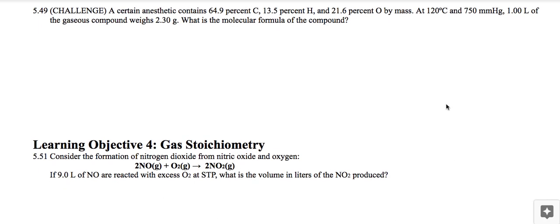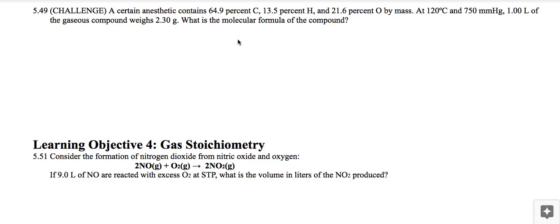A certain anesthetic (that's how you say that, yep) contains 64.9% carbon, 13.5% hydrogen, and 21.6% oxygen by mass. And then we have values here: 100 degrees, 120 degrees Celsius, 750 millimeters of mercury, 1 liter of that stuff, and 2.3 grams. What is the molecular formula of the compound?